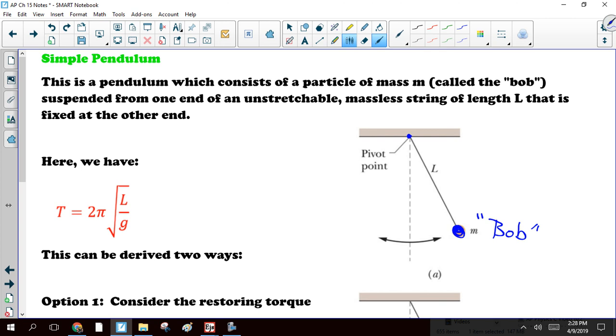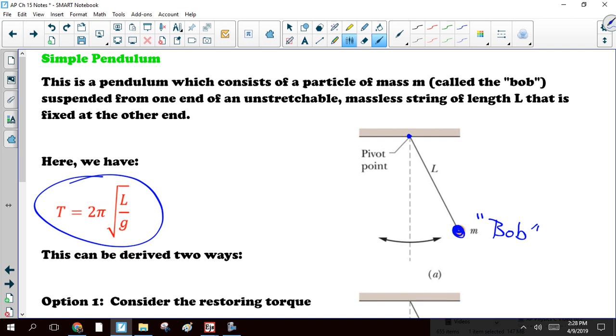And so to calculate the period, it turns out that the period is 2 pi times the square root of the length divided by the acceleration of gravity. So there it's just kind of plug and chug. Where does that equation come from, though? The equation can be derived 2 different ways, regardless.